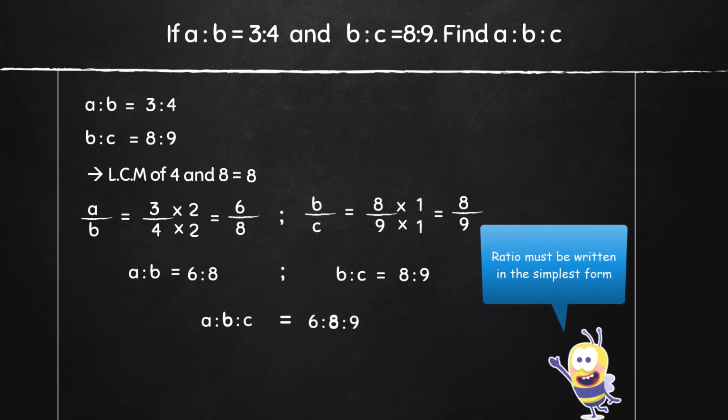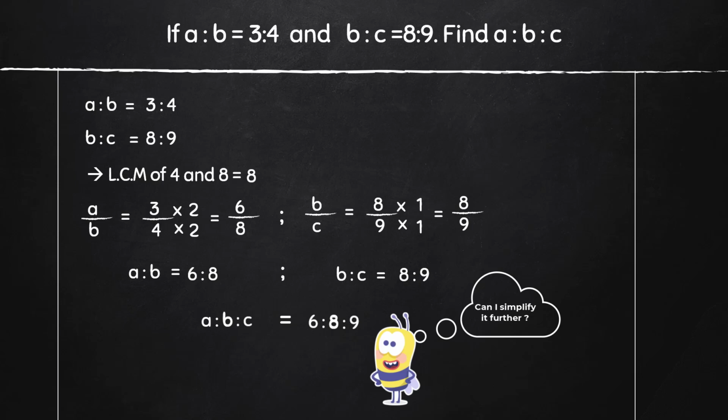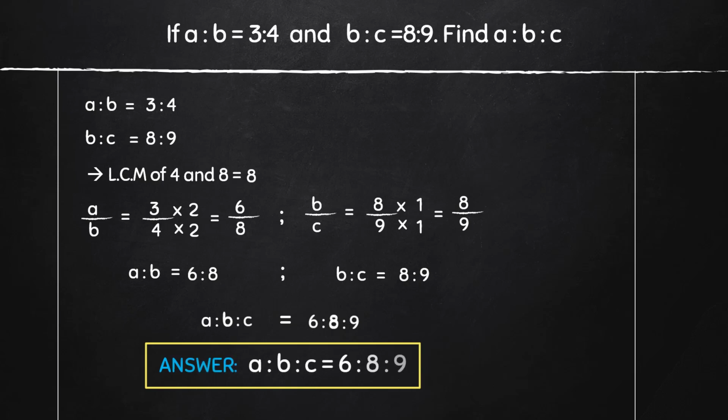Whenever a ratio is written, it has to be written in the simplest form. So check if the final ratio that you have calculated can be further reduced to simplest form. But here 6, 8 and 9, they do not have a common factor. So here we cannot reduce it to simplest terms. So answer is A is to B is to C is equal to 6 is to 8 is to 9. Hope the sum is clear.